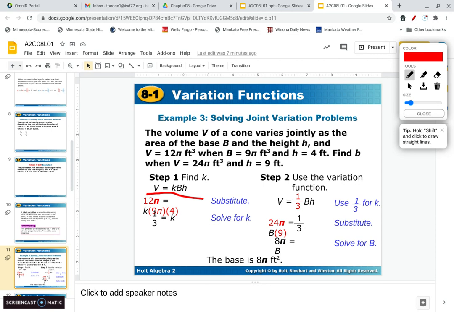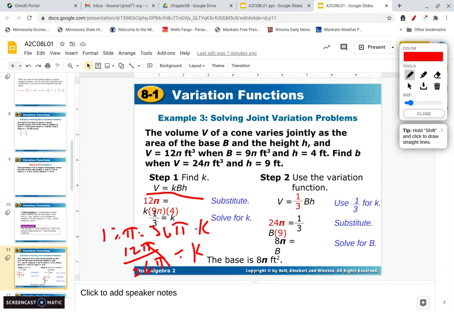So what we can do is put those values in. Let's say, as an intermediate step, 12 pi is equal to 36 pi times k. If you divide those, it's basically 12 pi divided by 36 pi. The pi cancels out. 12 divided by 36, of course, is 1/3. So that's what k is.